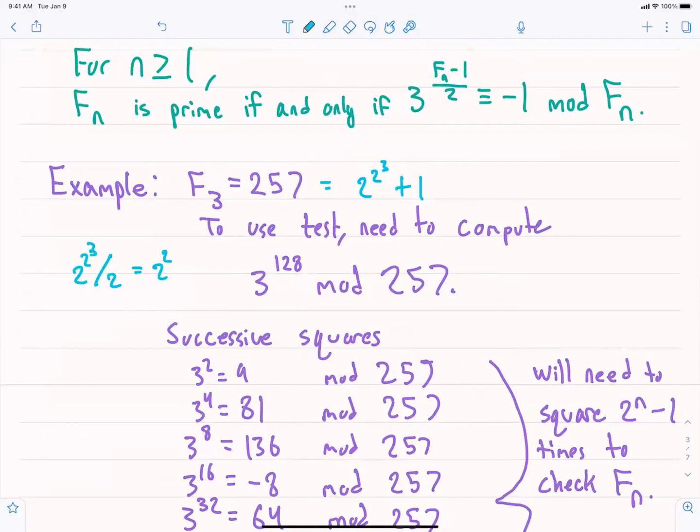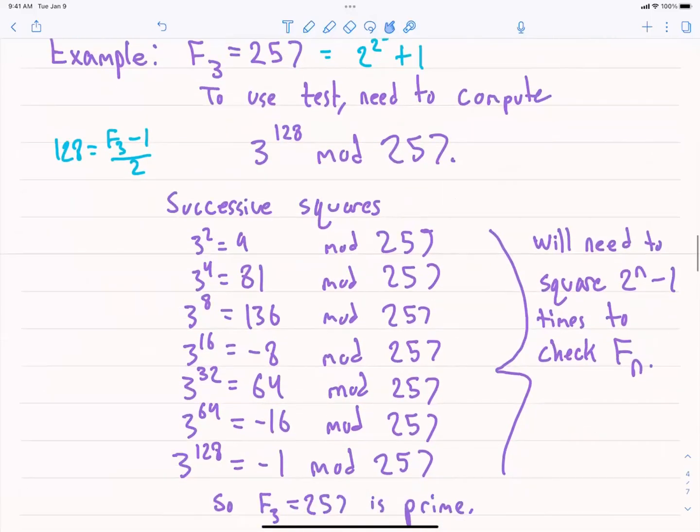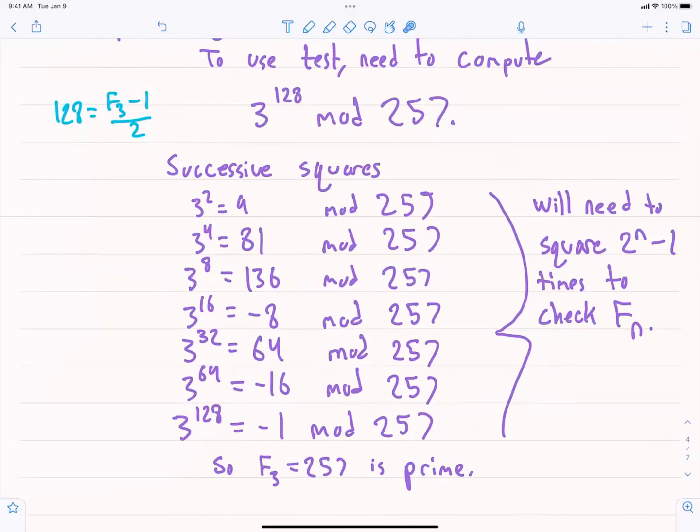It's equal, sorry, 2 to the... sorry, 128 here is (F3 minus 1) over 2. So if I take off 1, I get 256. Divide by 2, I get 128. Okay. Well, and we can do that using the method of successive squaring.